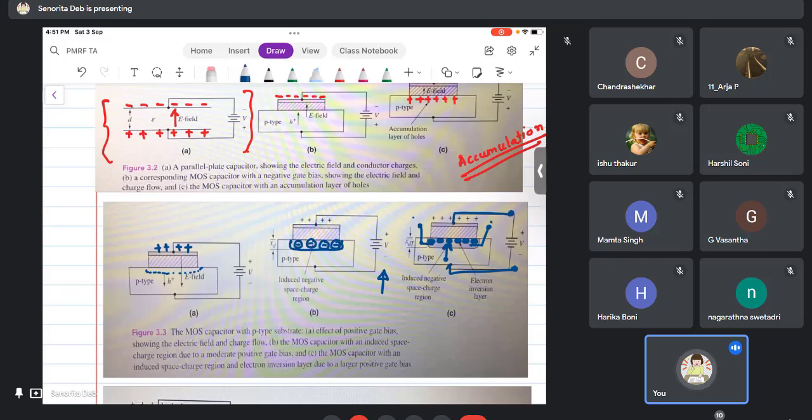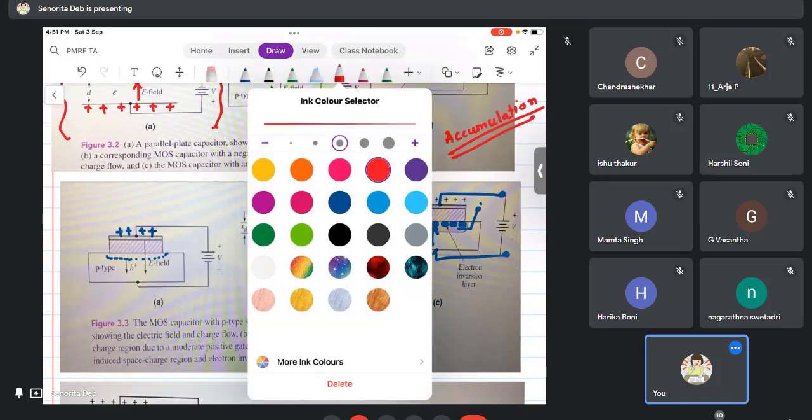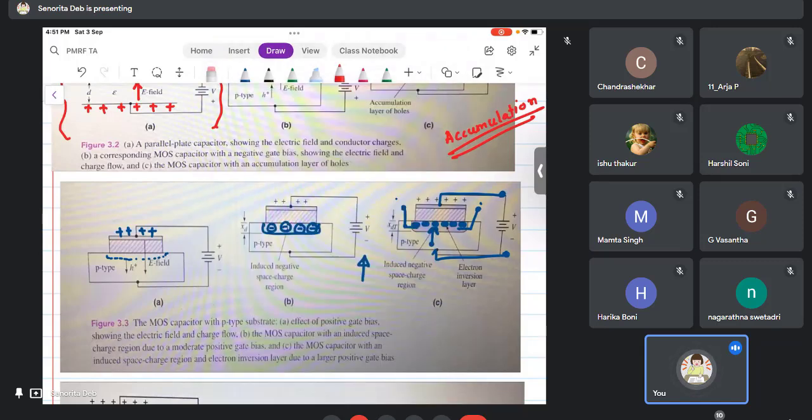So all these regions are called the accumulation region. This region is called depletion, because there is depletion of charges, and then this is inversion. So for working as a MOSFET, we take it to the inversion region. Okay, then only it will start working, then only it will start conducting current.